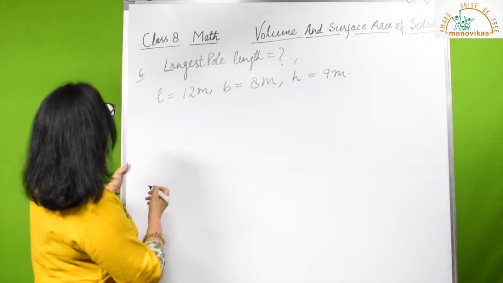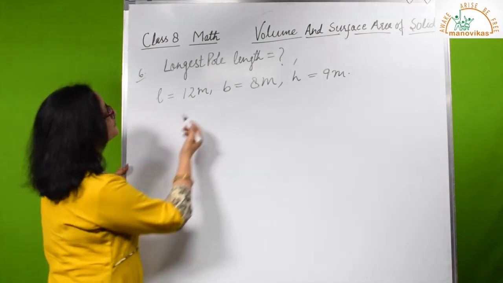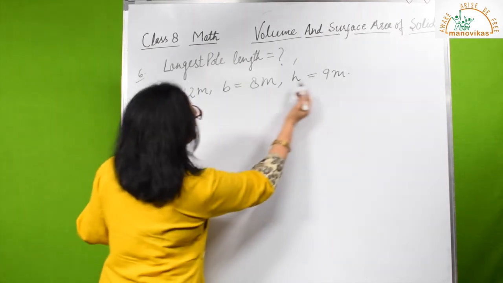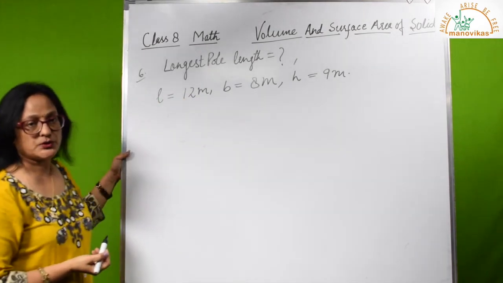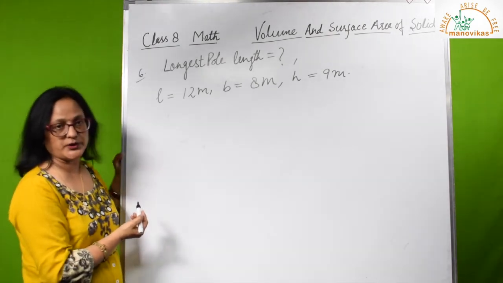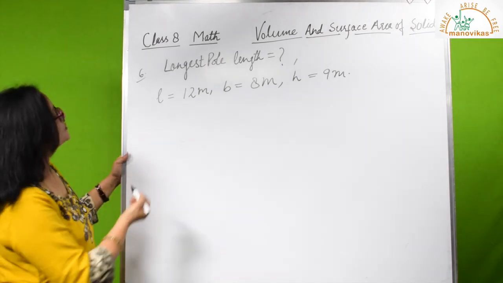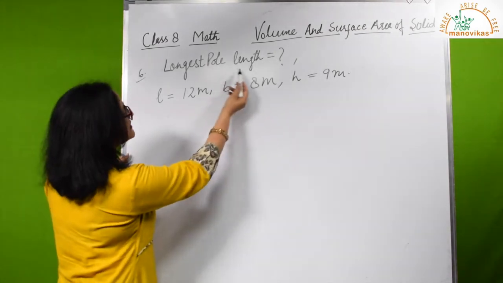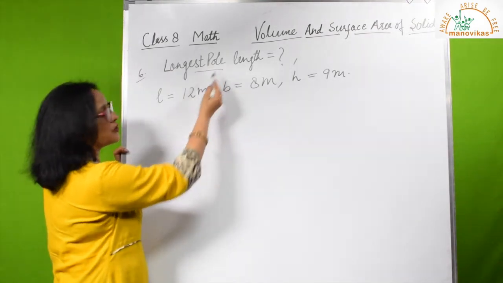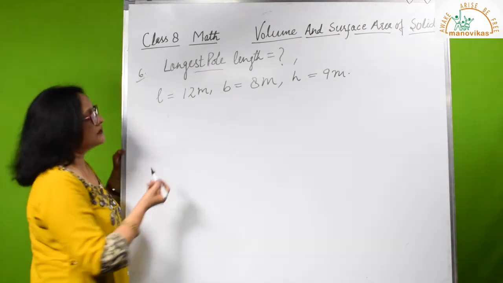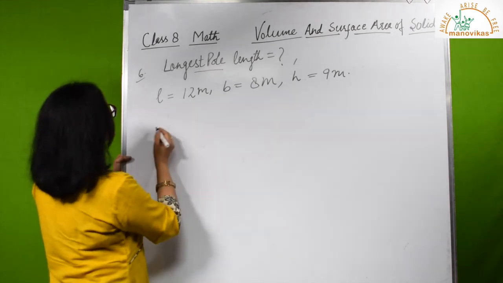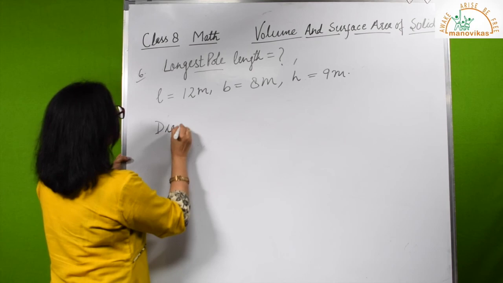Now this is the next question, number 6. In this question you have to find the length of the longest pole. Length, breadth and height of the cuboid is given to you. As I have explained, longest pole means the diagonal of the cuboid is the longest dimension. So indirectly it is given in the question, you have to find the diagonal. This you have to understand. Longest pole means the diagonal of the cuboid. So all the dimensions of the cuboid are given. So you directly have to use the formula. So first you will write the formula.